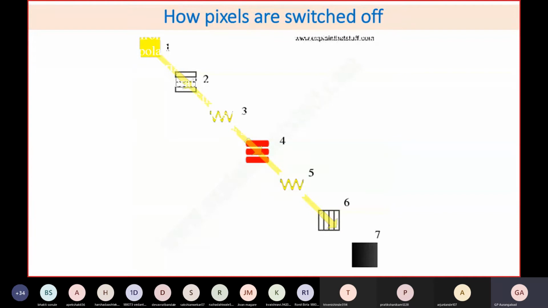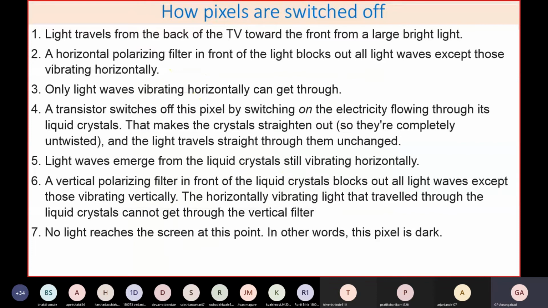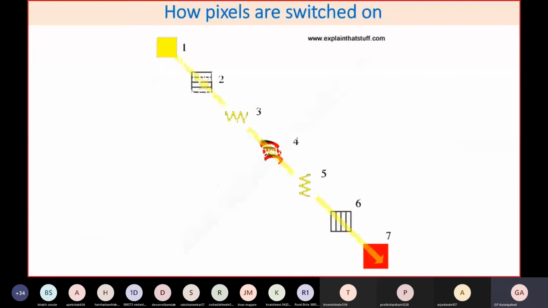So this is the procedure I have explained in 1 to 7. It is given here. If you have any confusion, just read it and you'll understand very clearly. Now next comes how pixels are switched on. That means we are going through the reverse procedure now. Let us say the entire screen is dark and you want to make one pixel at the center brighter. How can it be made brighter?